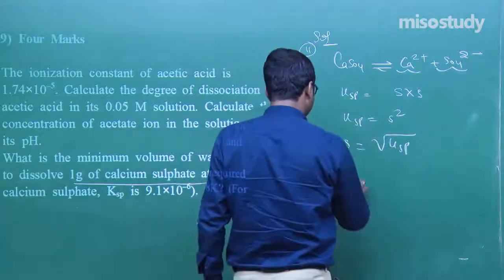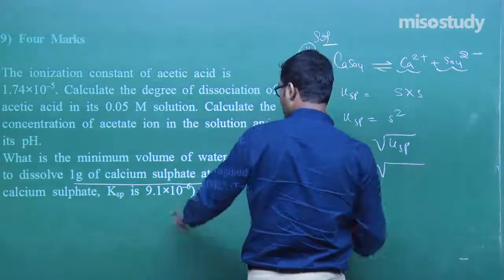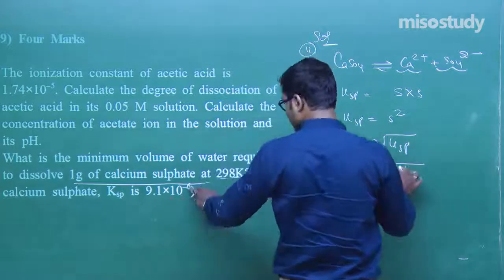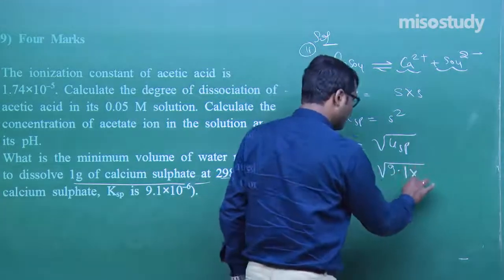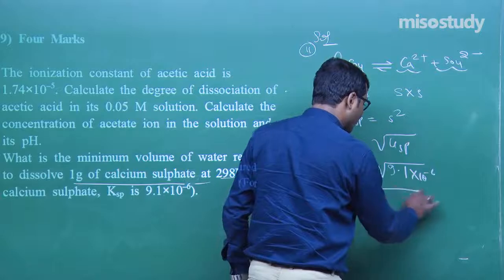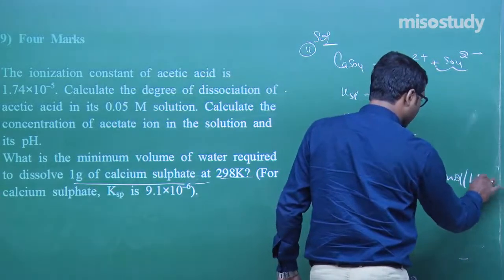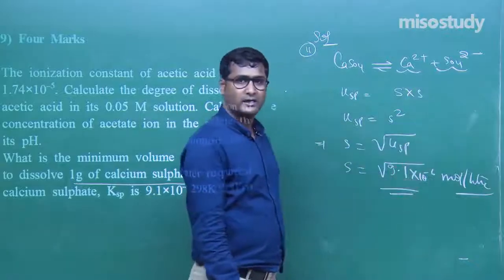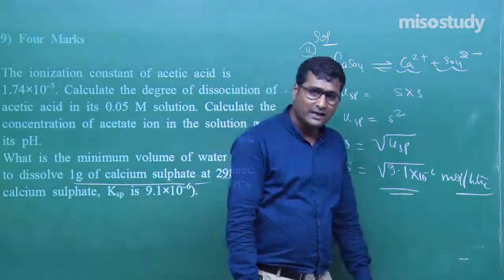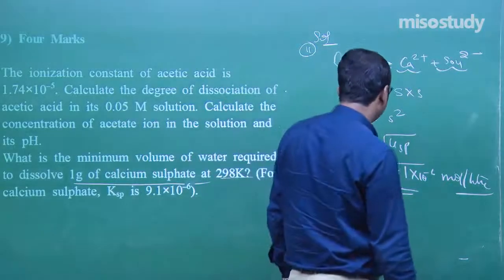Yes, that is S is equal to root under 9.1 into 10 to the power minus 6. This is the case. Now this is mole per liter, that is the solubility. Do you remember, Ksp is related to solubility, that is the mole per liter. Now we have to find out mole per gram.